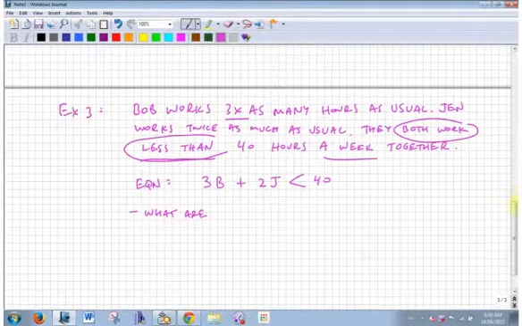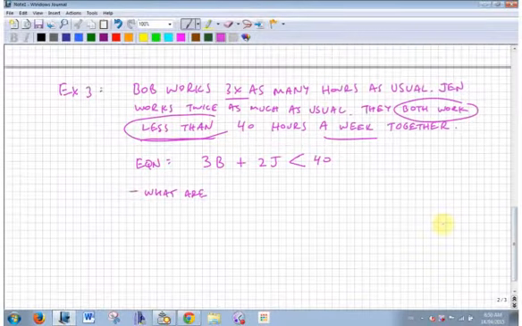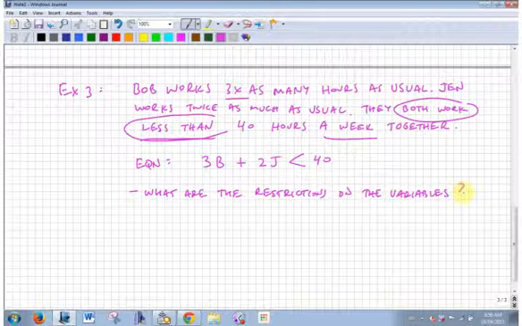So, this is not just any old line going to infinity and negative infinity. There's some common sense stuff going on here. What are the restrictions on the variables? Well, what the heck's a variable again? It's a letter. It's what you solve for in grade 8 algebra. That x thing, right? In this case, it's b and j. Those are variables. We don't know what they are.